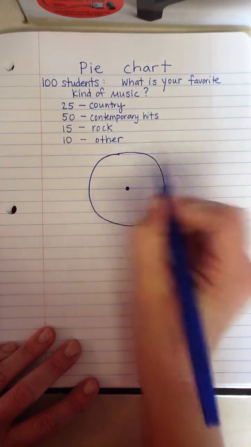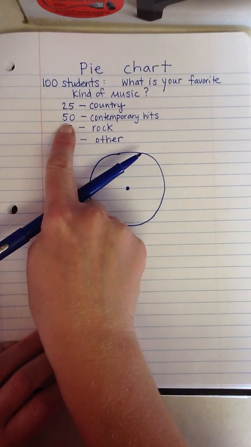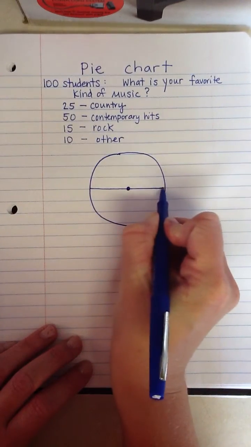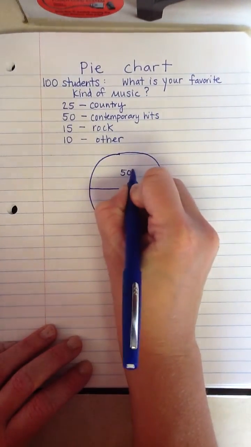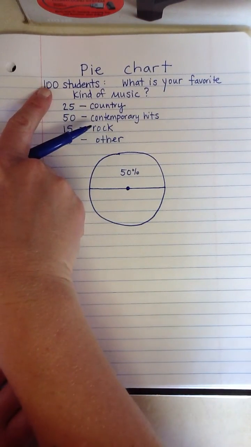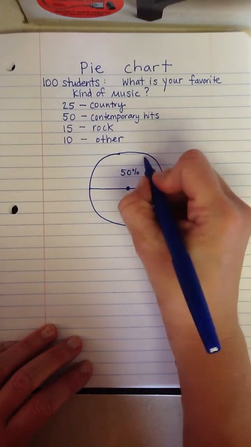And I like to figure out where my center would be. Now the easiest one for me to fill in will be 50 because that's half of my circle. So I'm just going to go straight across and I'm going to label this 50%. 50% because 50 out of 100, that would be 50% of my pie. This would be my contemporary hits.